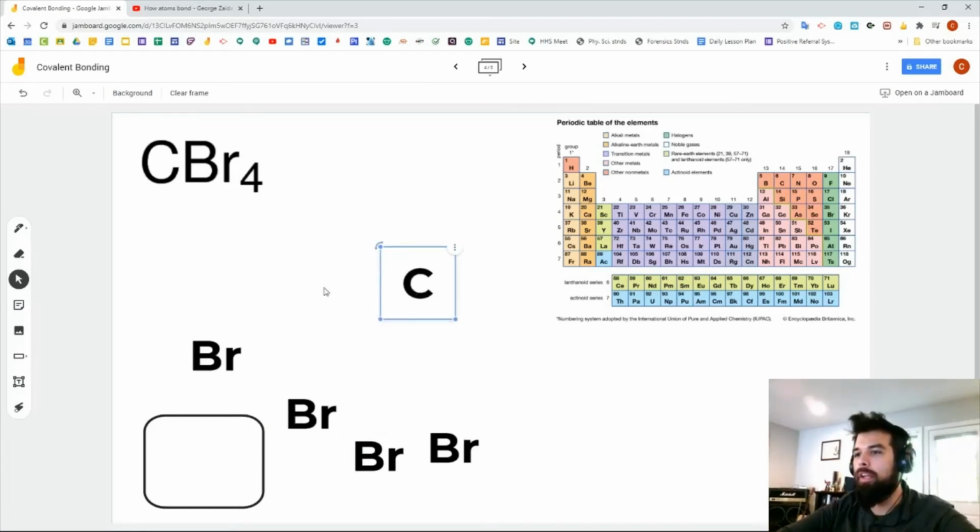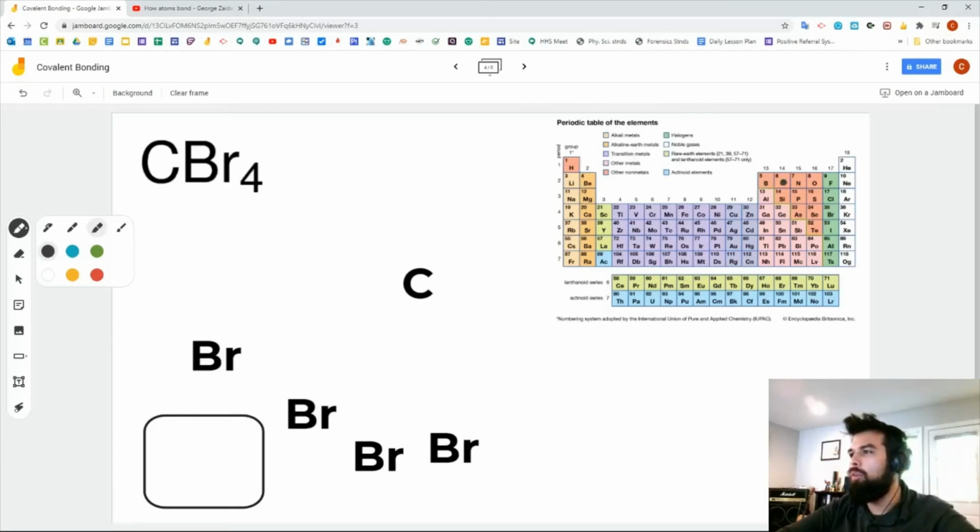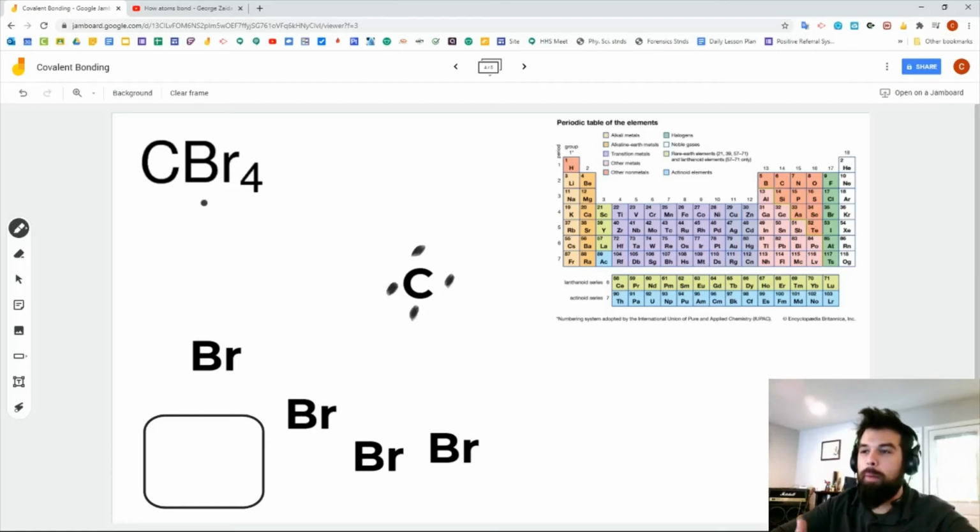I'm going to take this carbon, and I'm going to draw my Lewis dot structure around it, my dot diagram. How many valence electrons does carbon have? 1, 2, 3, 4. It has 4 of them, so I'll draw 1, 2, 3, and 4. There we go. Okay, now just like before, I put my bromines around it.